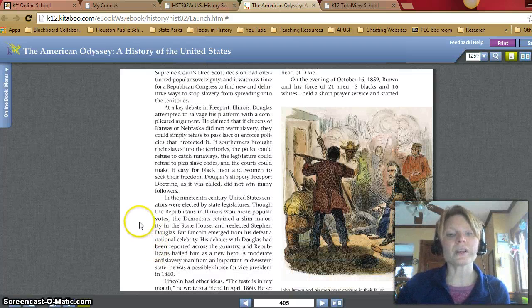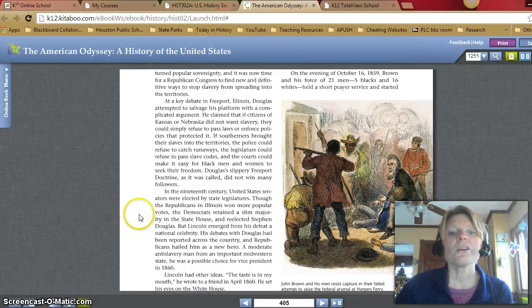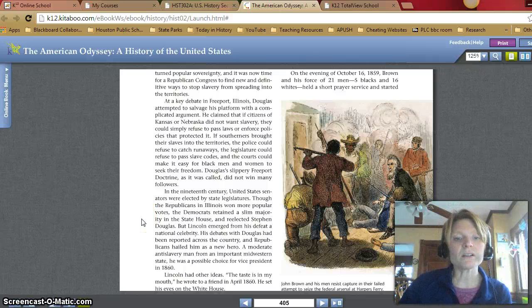In the 19th century, that's the 1800s, United States senators were elected by state legislatures. Though the Republicans in Illinois won more popular votes, the Democrats retained a slim majority in the state house and re-elected Stephen Douglas. But Lincoln emerged from his defeat a national celebrity.